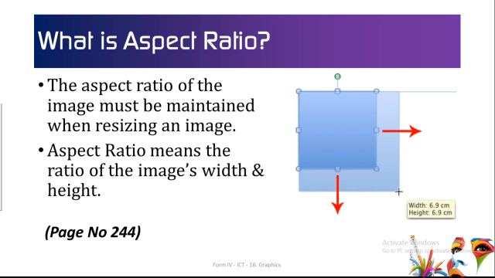Aspect ratio means the ratio of the image's width and height. We can't drag only from the horizontal side. We can't drag only from the vertical side. So it must be maintained properly when dragging using the diagonal points of the picture. You can refer to page number 244.